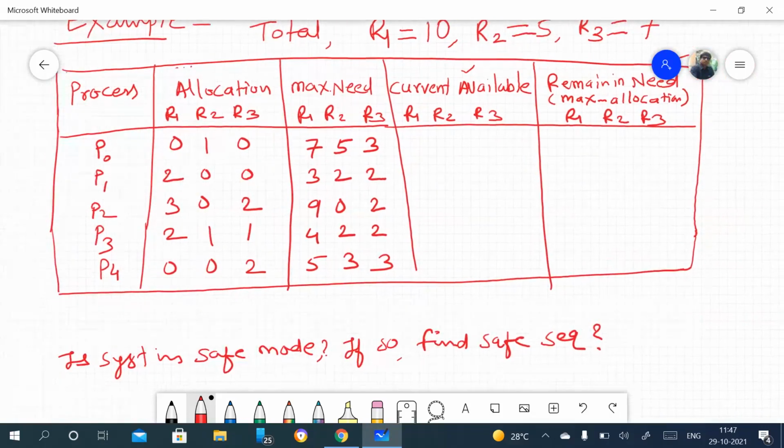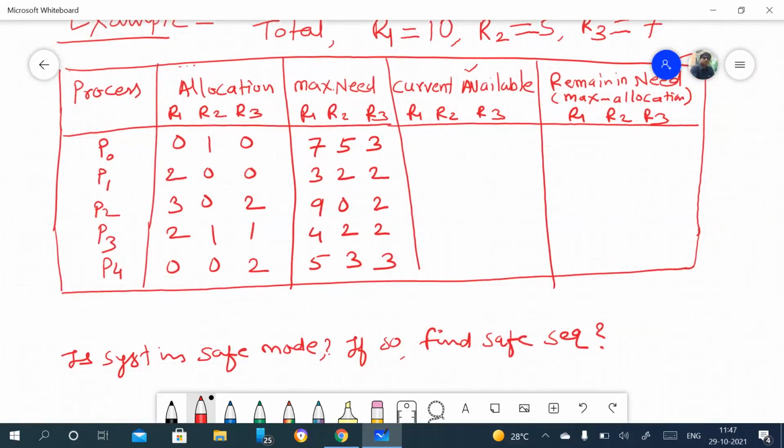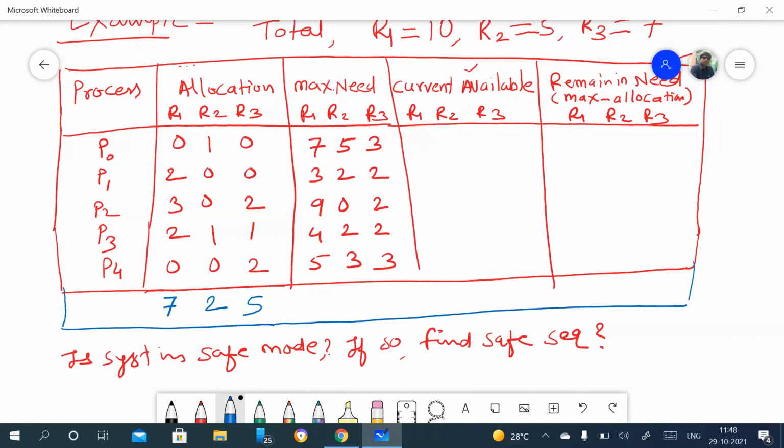So here the allocation is there, and the total is there. We can first calculate the total number of allocated instances. So make the total of this first: 2 plus 3 is 5, plus 2 is 7. So total allocated for R1 is 7 instances. Then 1 plus 1 is 2, and 4 plus 1 is 5, right?